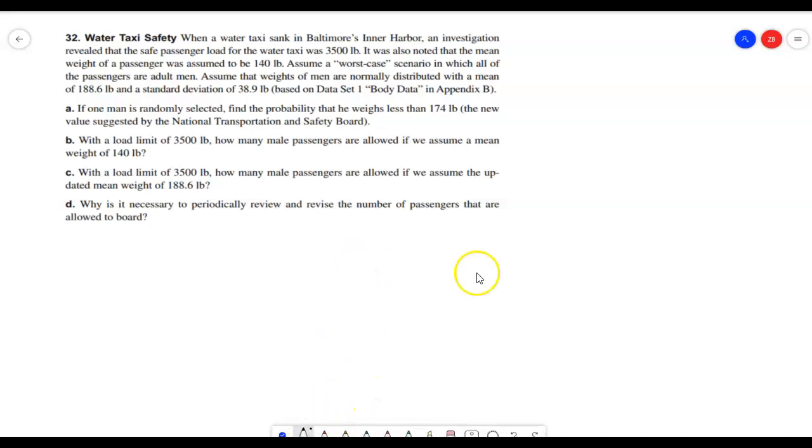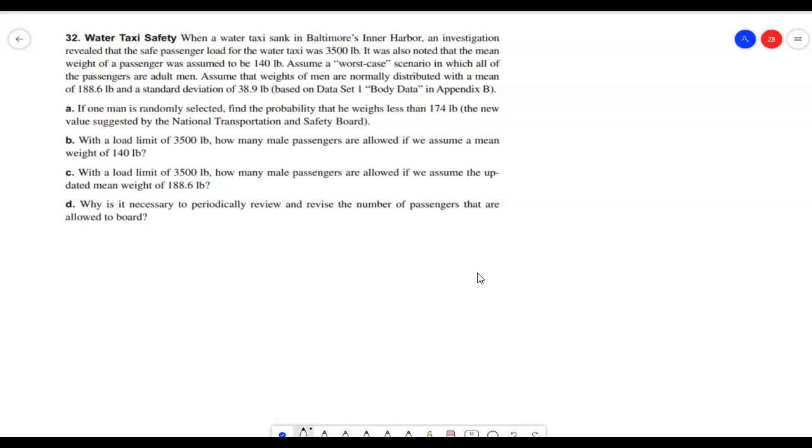So here we have a problem that says water taxi safety. When a water taxi sank in Baltimore's Inner Harbor, an investigation revealed that the safe passenger load for the water taxi was 3,500 pounds. It was also noted that the mean weight of a passenger was assumed to be 140 pounds. Assume a worst-case scenario in which all the passengers are adult men. Assume that weights of men are normally distributed with a mean of 188.6 pounds and a standard deviation of 38.9 pounds.